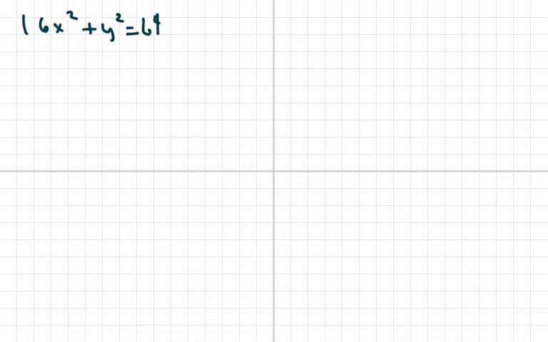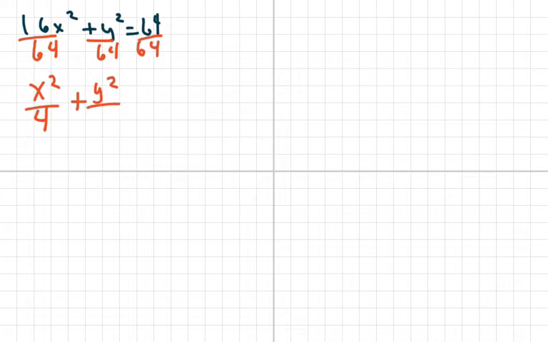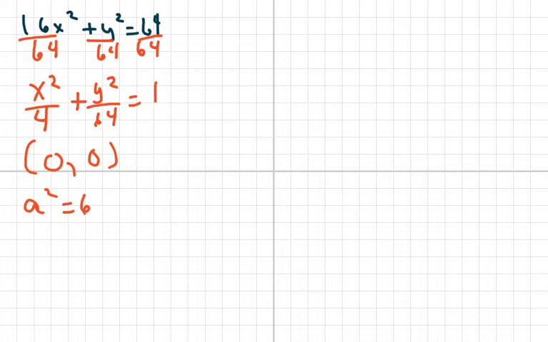I think we have one more. Okay, here's one we're going to have to divide. So divide everything by 64. It always comes out nice on these. All right. So when you get that, 16 goes into 64 4 times. Here we just have to leave the 64. So there's your equation. The center is 0, 0. A squared is 64, the bigger number. Okay, B squared is 4.